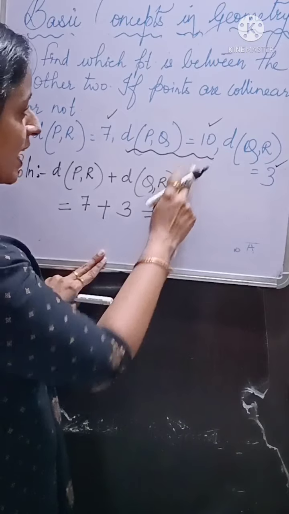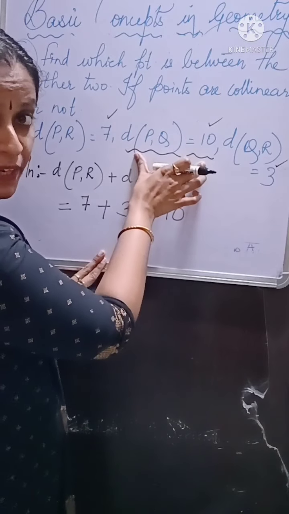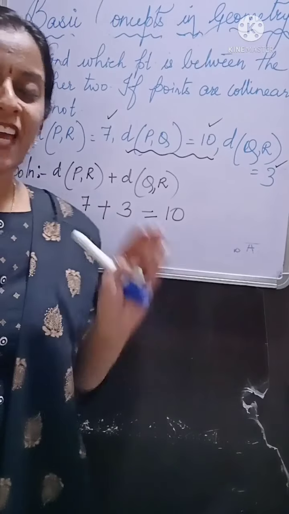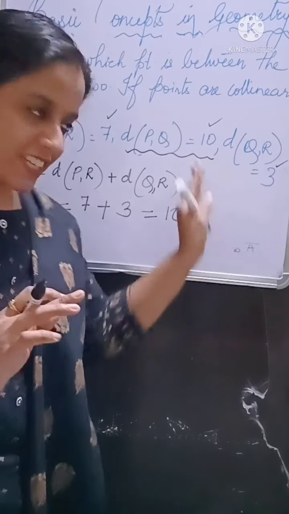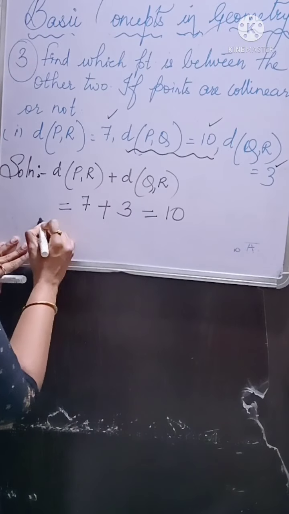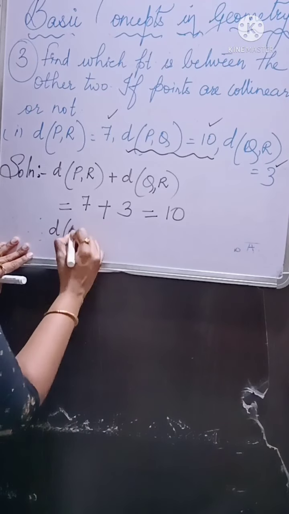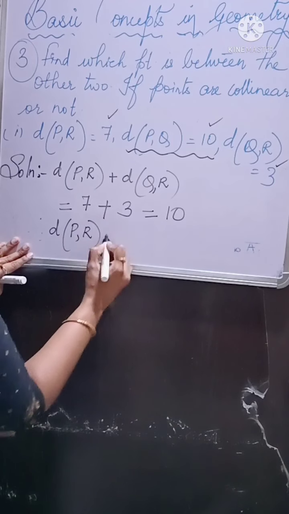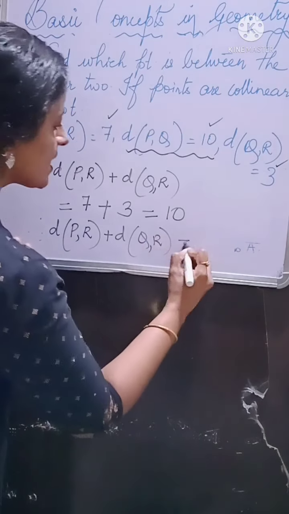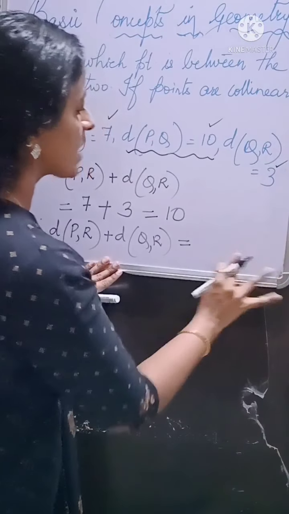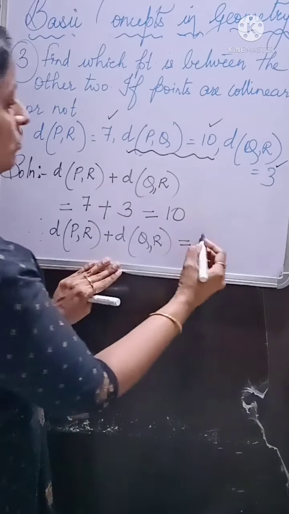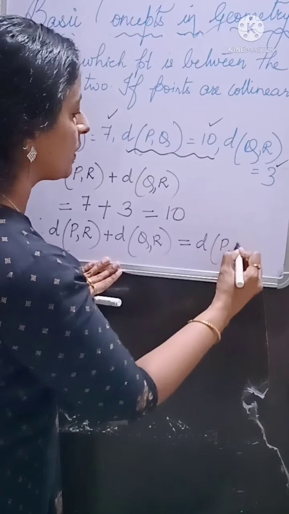Are you getting the same? See, the greatest number is also 10. You also got 10. Yes. If you get both the answers correct, that is 10, we will write, therefore, distance between P comma R plus distance between Q comma R is equal to, what was this 10? 10 is the distance between P comma Q. So, it is equal to distance between P comma Q.